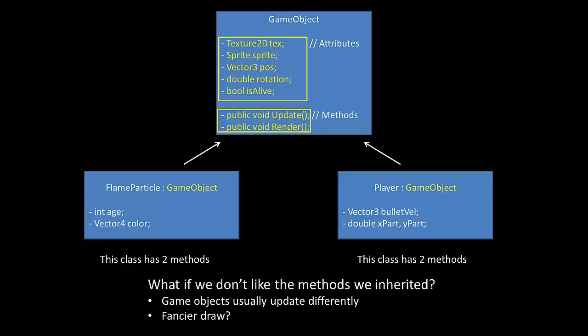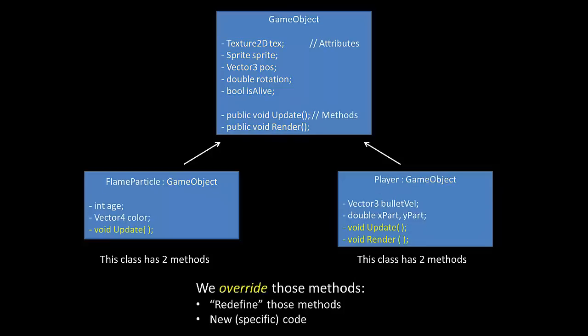So then there's the question of what do you do if you don't like the methods that you inherit? For example, not all GameObjects update themselves the same. And some GameObjects might have a fancier way of rendering, like special effects or health bars. So what do you do? It's actually easy. You just override it, which means to redefine the method. Don't confuse this term, though, with overloading, which is when you have 2 functions with the same name. Overriding means to rewrite the method that was inherited. In fact, you'll see that the word override is a keyword in many languages.